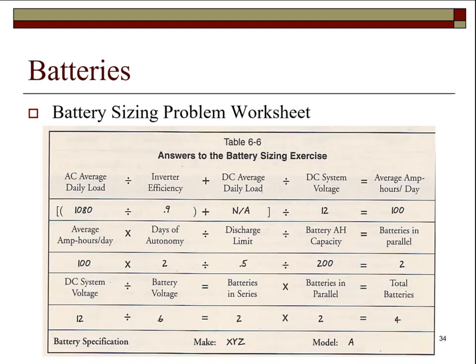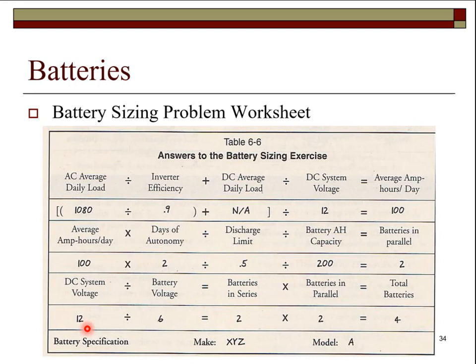We will enter 1,080 average AC daily watt-hour load divided by 0.9, the default inverter efficiency. They will have a 12-volt system, so we divide by 12 to obtain 100 amp hours per day. Then multiply the 100 amp hours per day times 2 days of autonomy, dividing by 0.5, the desired depth of discharge, and also dividing by the battery capacity of 200 amp hours. We then determine they need 2 batteries in parallel.